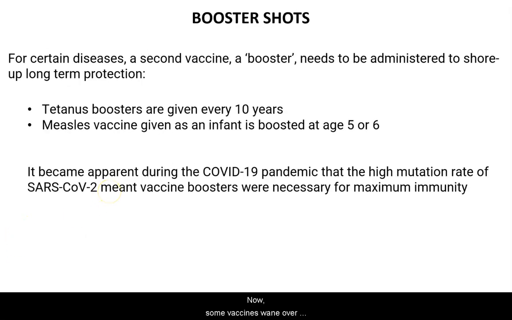Now, some vaccines wane over time, and so booster shots need to be given. Example here would be tetanus. You need to get your tetanus booster every 10 years. And measles has a booster at about the age 5 or 6. Now, COVID-19 required booster shots, and the reason for that is because the SARS-CoV-2 virus had a very high mutation rate. So it was basically outpacing our vaccines at the time. So we had to develop boosters to address new strains of COVID-19.